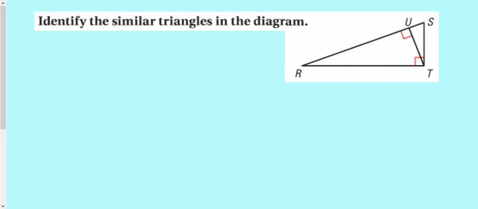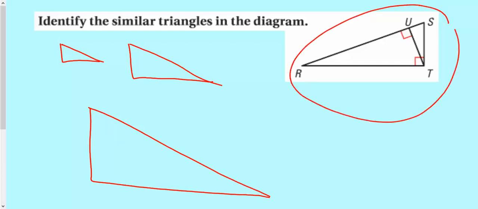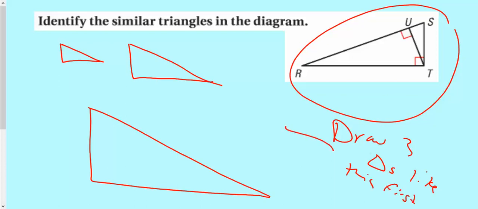In the picture here, separate your three triangles. I always start with the little one, and I always draw this before I even look at the question. If you ever see anything that looks like this picture here, don't even look at the question. Draw these three triangles first. Okay, now you're just going to label them.